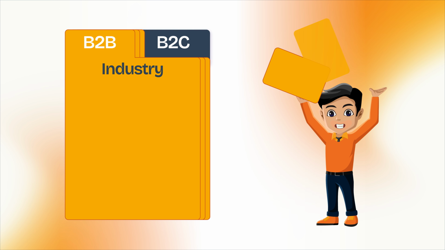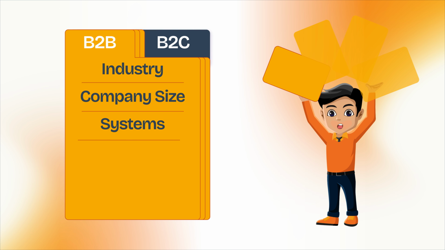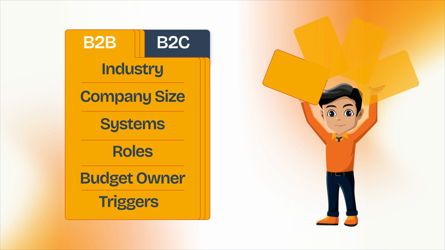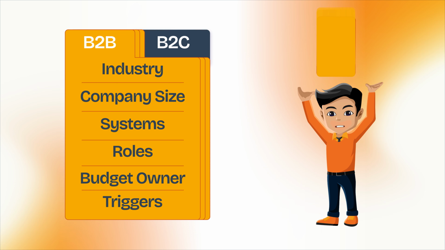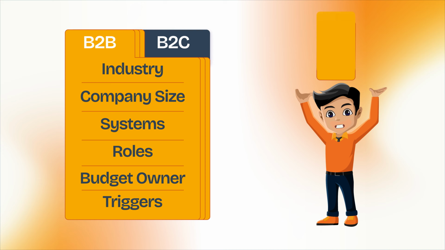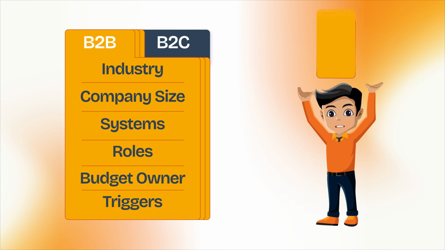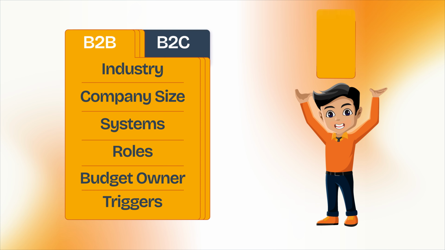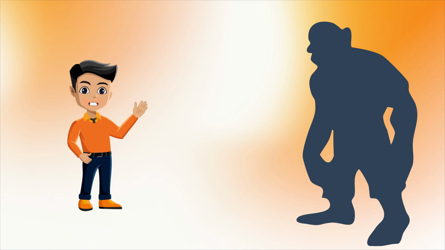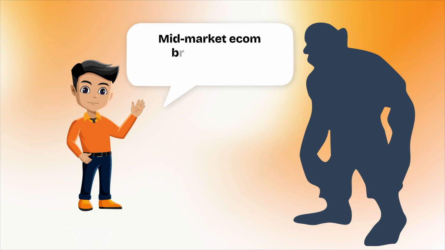Now define your ideal customer profile. Skip vague personas. Focus on reality. For B2B, industry, company size, key systems they already use, buying committee roles, budget owner, and the trigger events that create urgency. New funding, headcount growth, tool migration, compliance changes. For B2C or prosumer, life stage, jobs to be done, habitual channels, and purchase barriers like price sensitivity or trust. Write your ICP as a short paragraph, not a poster.